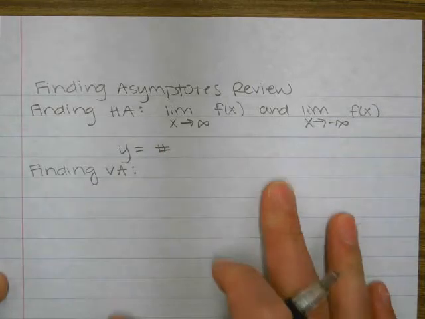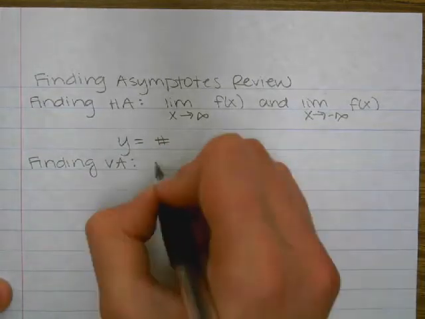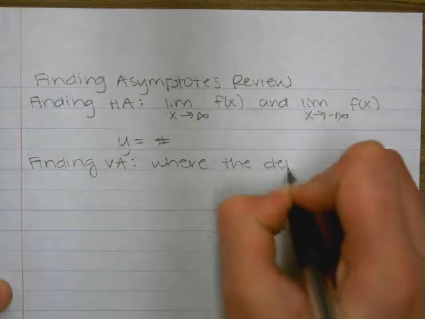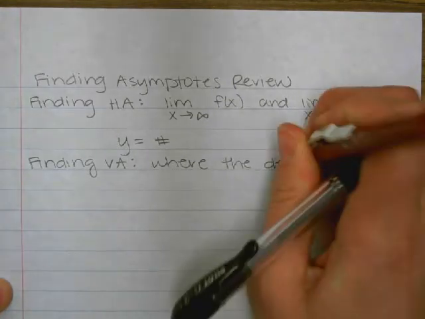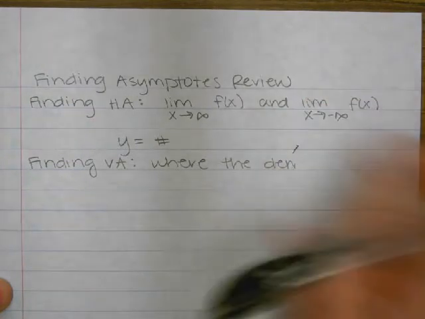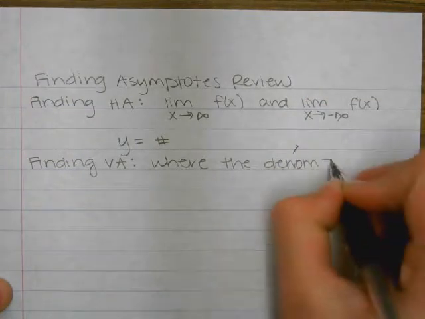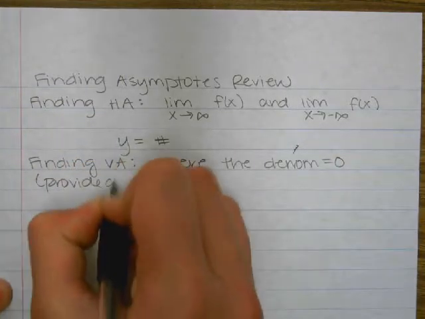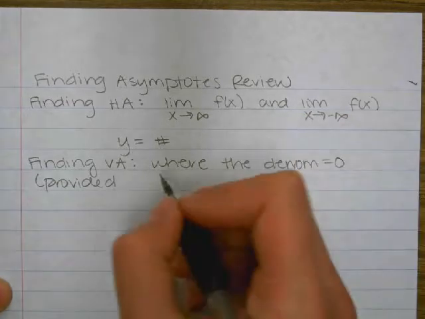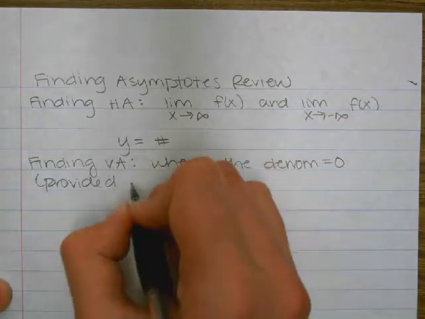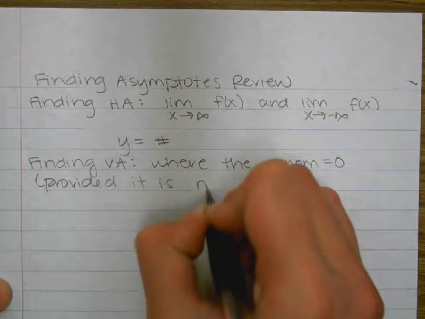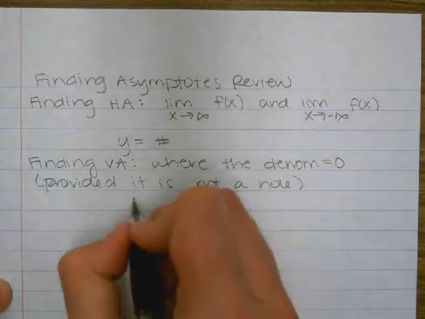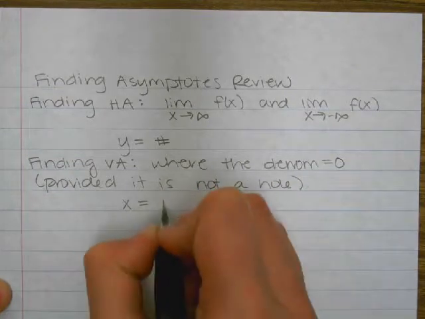When you look for a vertical asymptote, those are found where the denominator of the rational function equals 0, provided that that value that you found is not a hole. And vertical asymptotes are written in the form x equals a number.